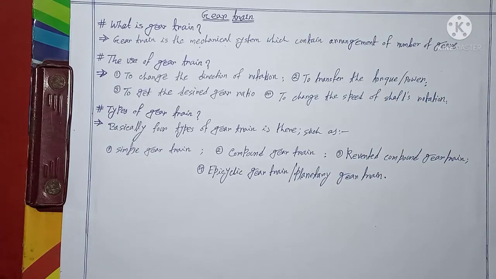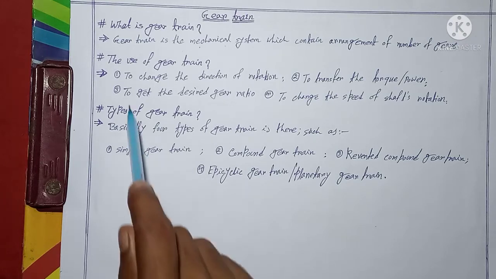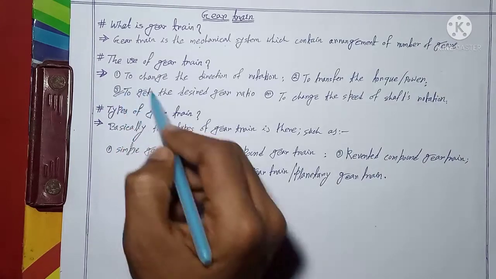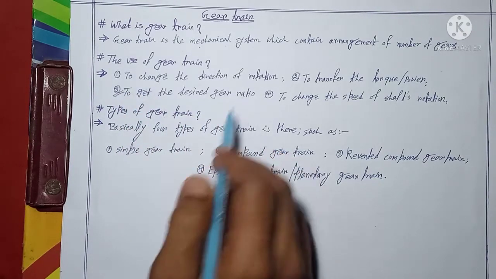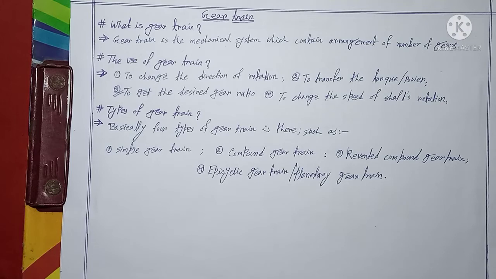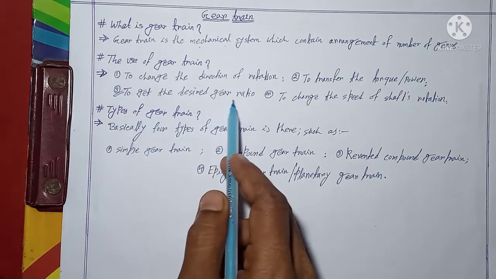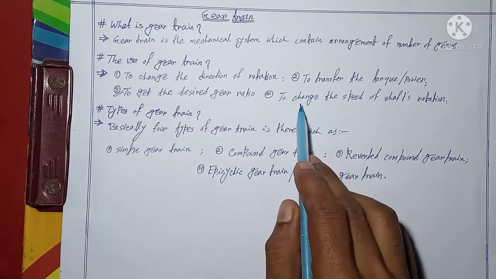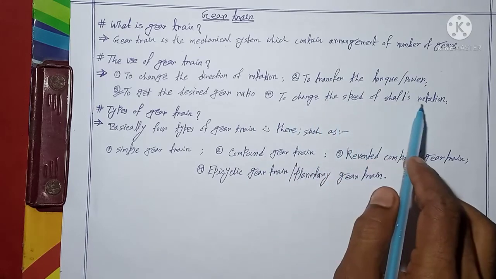When you want to transfer the power or torque from one shaft to another shaft, there also you can use the gear train. The third one is to get the desired gear ratio. What the gear ratio is, I will discuss in another video, but here I hope all of you know about it. To get the desired gear ratio means basically to change the speed of the shaft's rotation.